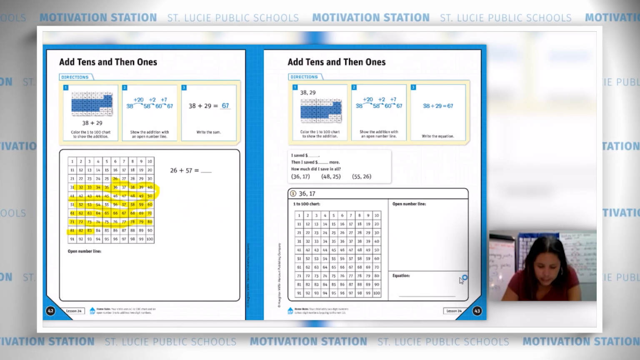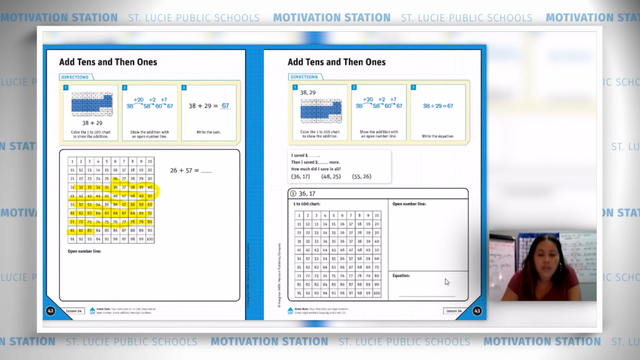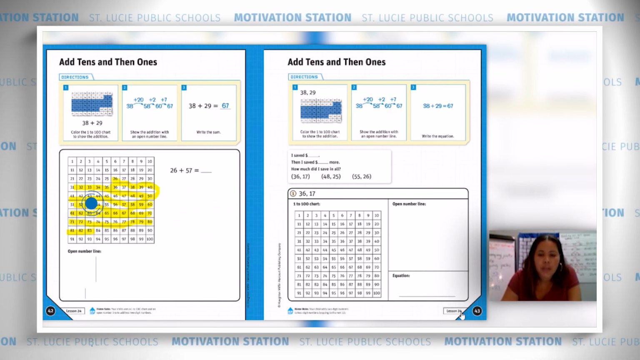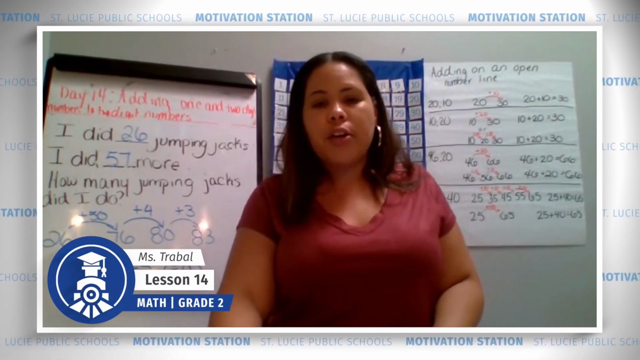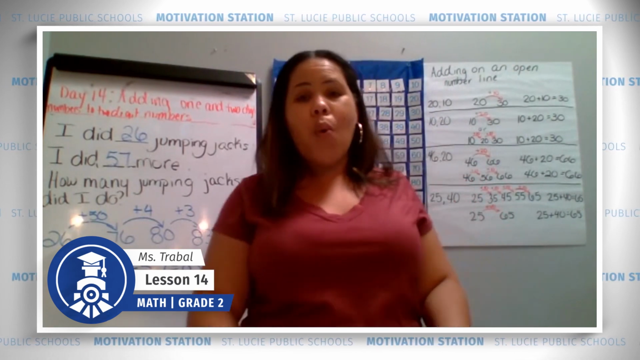Your task for today is to complete page 43 and 44. So we worked through lots of pages today. We've done quite a few together. You're going to be working on 43 and 44 on your own and share those pages and that work with your teacher.